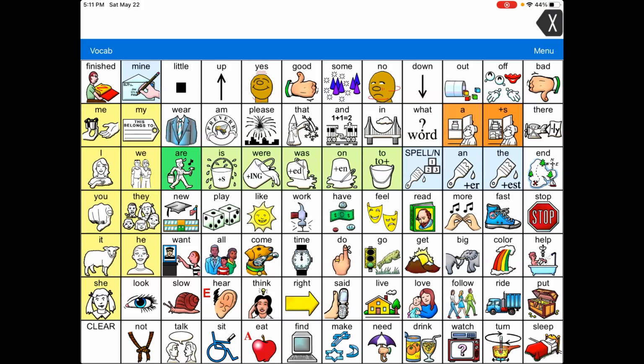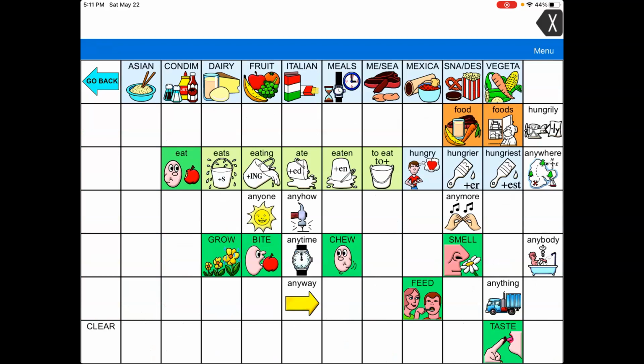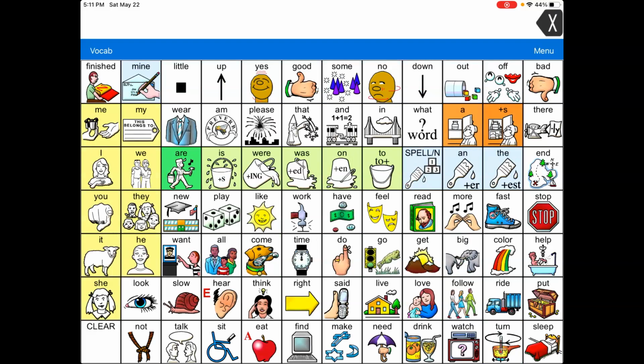So let's take an example. If we go to eat, and let's say that your student's favorite thing in the whole wide world is Cheetos, we are going to add Cheetos to that blank button in the second row. And when you get into the videos about programming, you will learn how to add words that sort of personalize our device.